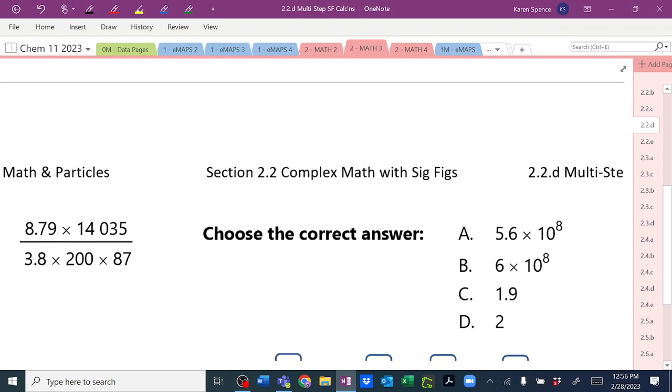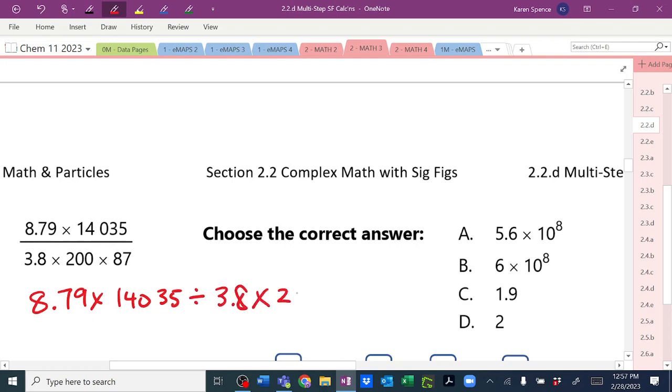Okay, if you're getting A or B, then you need to tell your calculator to do it a little bit differently. Because what you've probably done is you've probably typed in 8.79 times 14035 divided by 3.8 times 200, which means that now your calculator thinks that the times 200 is up here, and it will think that the times 87 is also up here. So if you got an A or a B, you need to change what you're typing into your calculator.